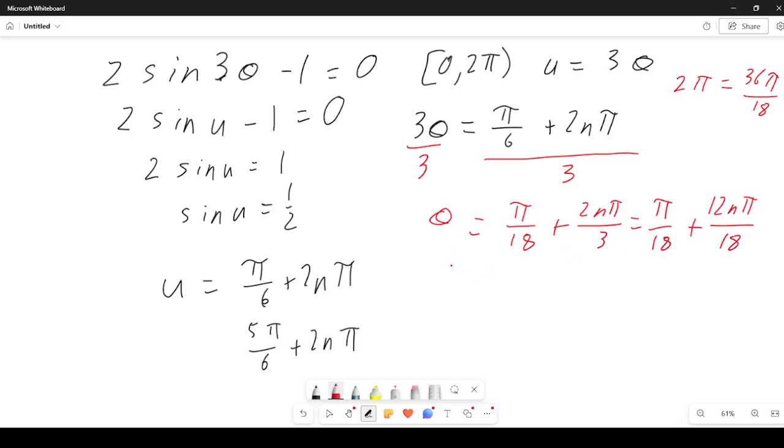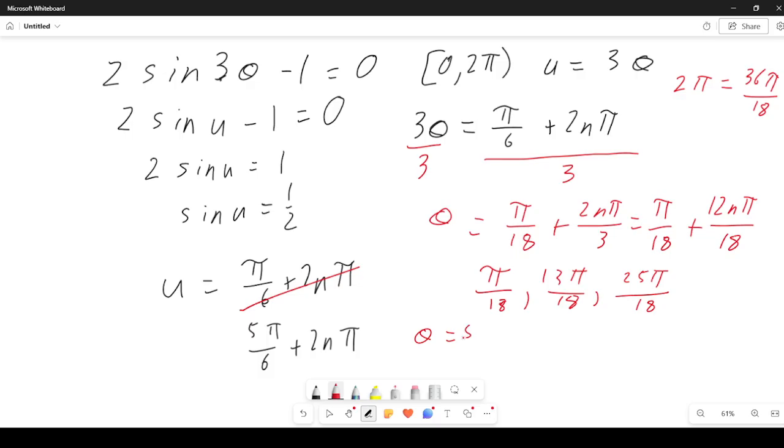So then, what is theta? Well, theta is then pi over 18, and we will add 12 pi over 18 until we're too big. So add a 12 pi over 18 would be 13 pi over 18. Add another one would be 25 pi over 18. Add another one would be 37 pi over 18, which is too big. Now what about the other piece? That takes care of that one. What about the other one?